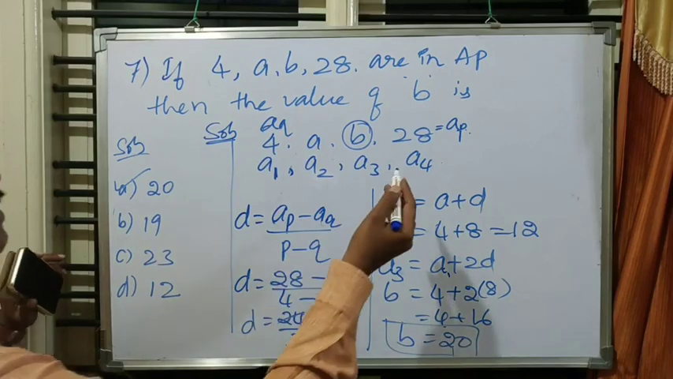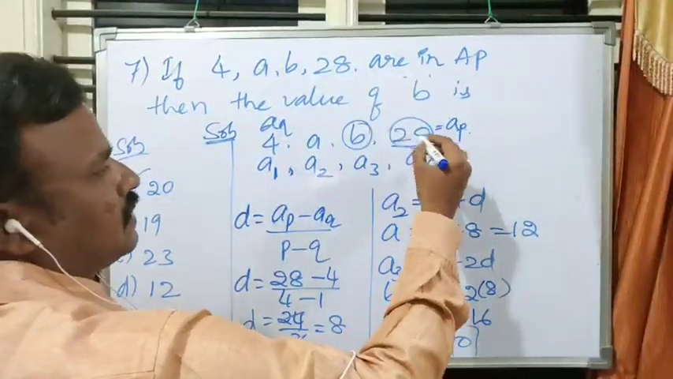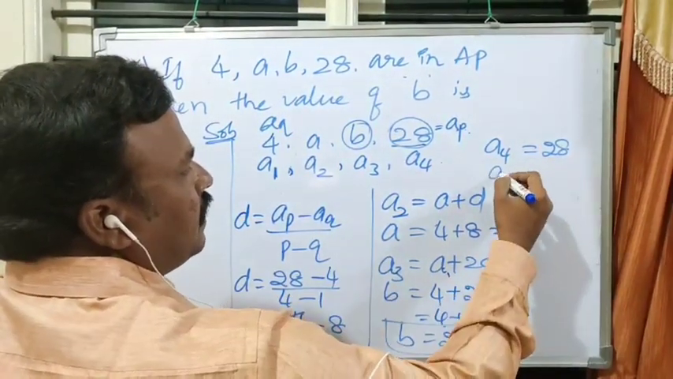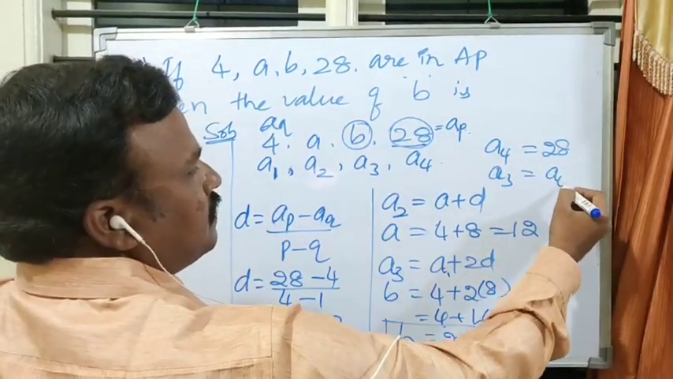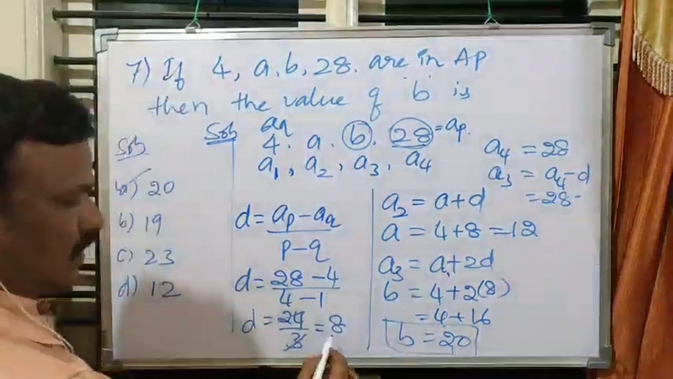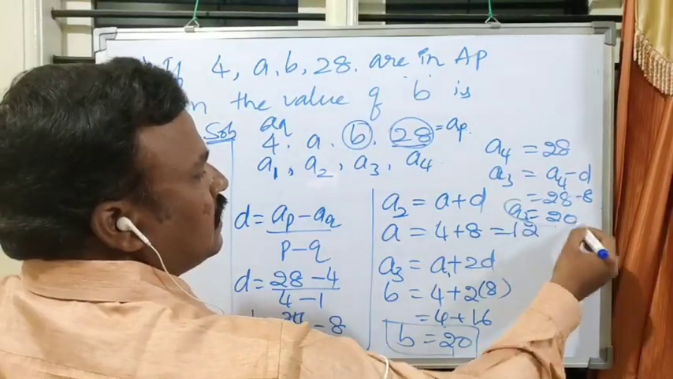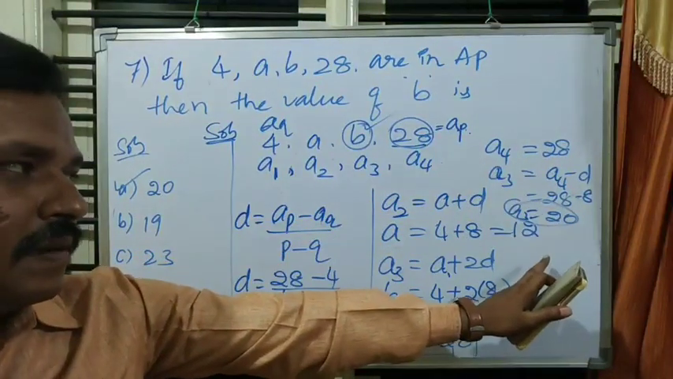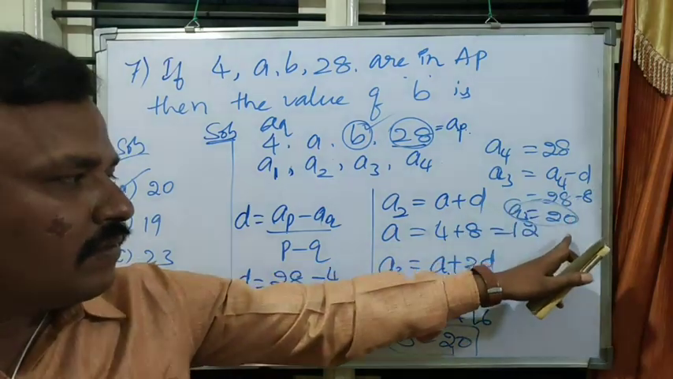Otherwise you can subtract. The fourth term is there, no? The fourth term value is 28. If you need A3, that is the third term, subtract D from A4. A4 is 28, D value is 8, subtract it, 28 minus 8 is 20, that is A3. A3 is B here. You can find it this way also. Simple. After finding D only, you have to find this.